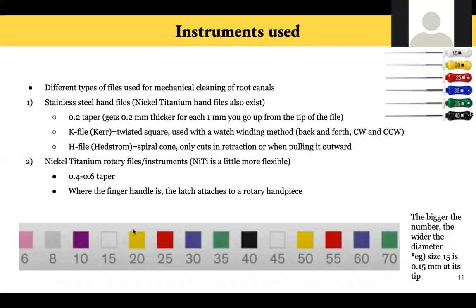And whenever you see these files, you notice there are different colors and different numbers on them. I also have a little picture of the different colors and the different numbers here at the bottom as well. And something to note about the number: the bigger the number is, the wider the diameter of the file. For example, in this case, this white file, the size 15, means that at the tip of the file, the size of it is 0.15 millimeters. Or if you look at the yellow one next to it, the size 20, the tip of the file would be 0.2 millimeters. So that's how it would work.